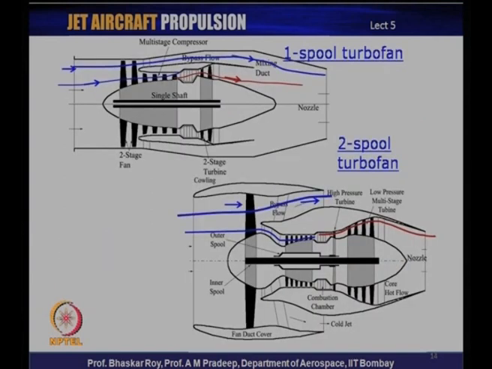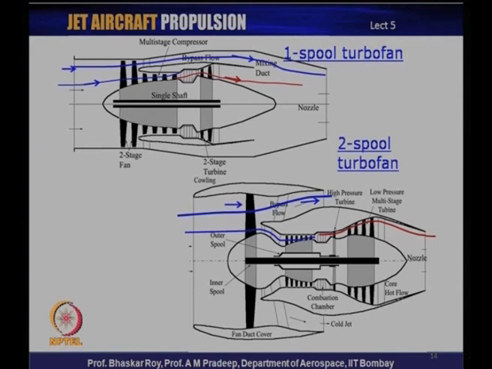Now, let us start taking a look at various kinds of turbofans. Turbofans can be of various kinds. One way is to categorize them in terms of single spool, two spool or three spool. So, in terms of spools, let us take a look at a single spool and a two spool turbofan engine. The first one, shown on the left, is a single spool turbofan.